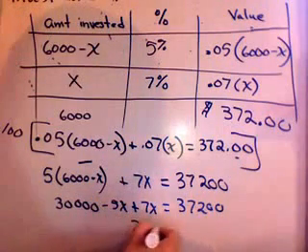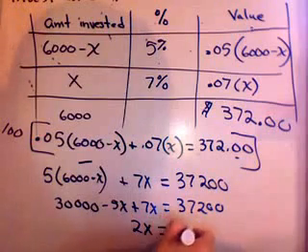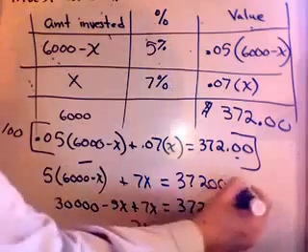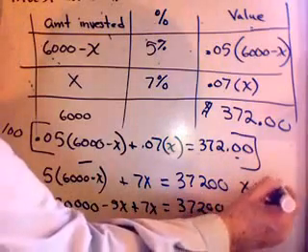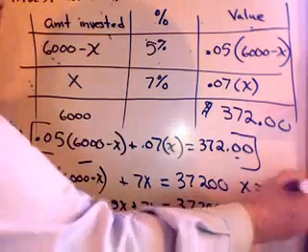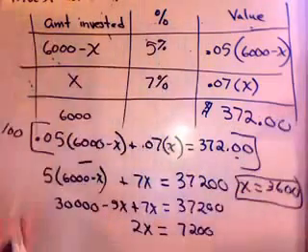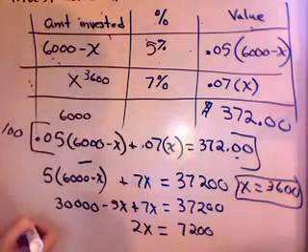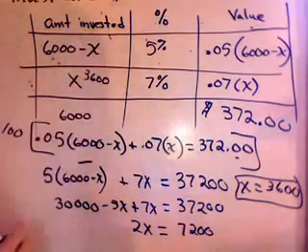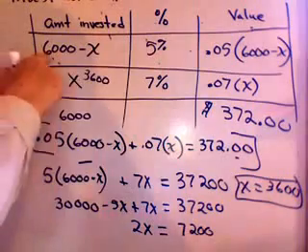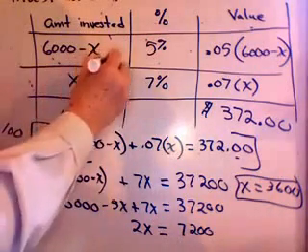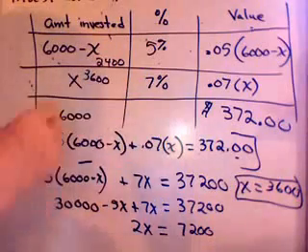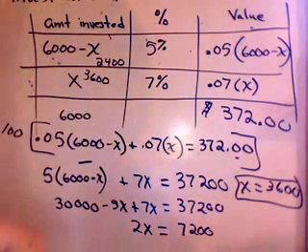Let's subtract the 30,000 from both sides and combine our x's. So that would give me 2x equals 7,200. Divide that by 2. I get x equals 3,600. So the question asks how much at each rate. So if I have 3,600 here, how much do I have here? How do I figure that out? 6,000 minus that, right? 2,400. Double check, add these up and see if they add up to the 6,000. They better. All right, good luck.